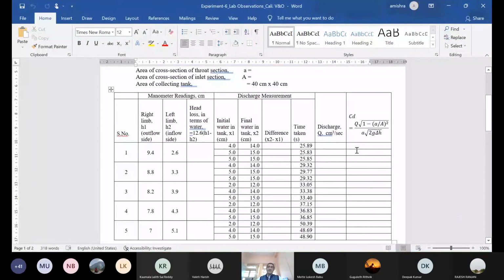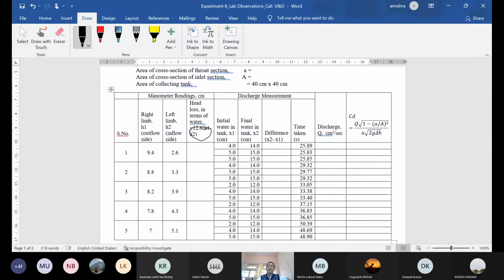Here, these are observations. It's multiplication of 12.5, 12.6, sorry. Can you guess how it is? It is simply the measurement. In U-tube manometer, if you recall, it is unstable condition.